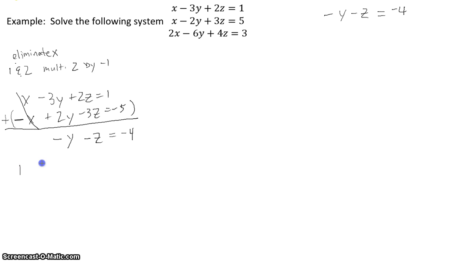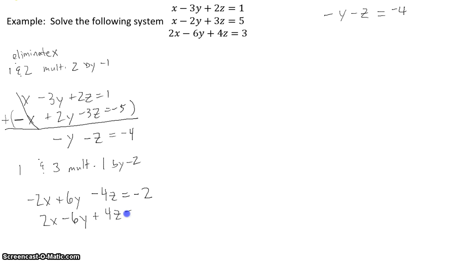Now I'm going to pick 1 and 3, but I need to multiply 1 by -2. So here's what I'm going to get: -2x plus 6y minus 4z equals -2. I get 2x minus 6y plus 4z equals 3. Now, these are opposites, so I'm going to add them.